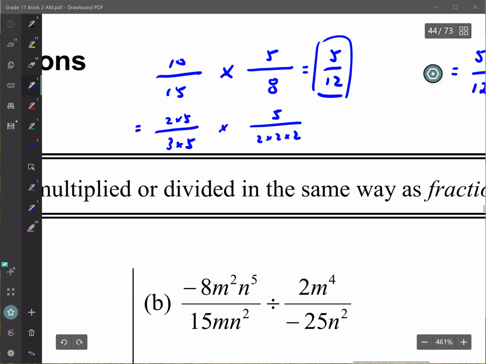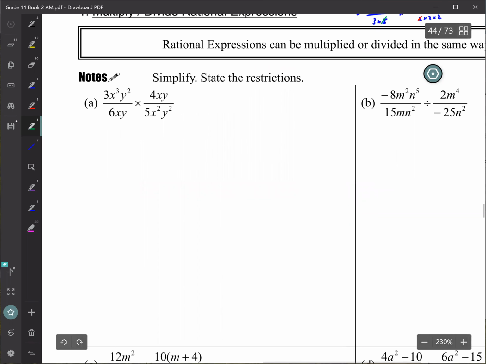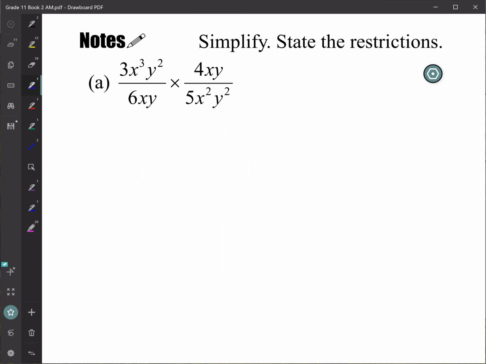So the 5, the 2 at the top can cancel with the 2 down there, and then the 5 can cancel with the 5 down there. So anything at the top can cancel with anything at the bottom. So that's why we need to factor it. For question A, we want to check if they're all factored. If you check the numerator and denominator, they are all separated by multiplying: 1, 2, 3, 4, 5. So you can just start canceling. All of them are factored.